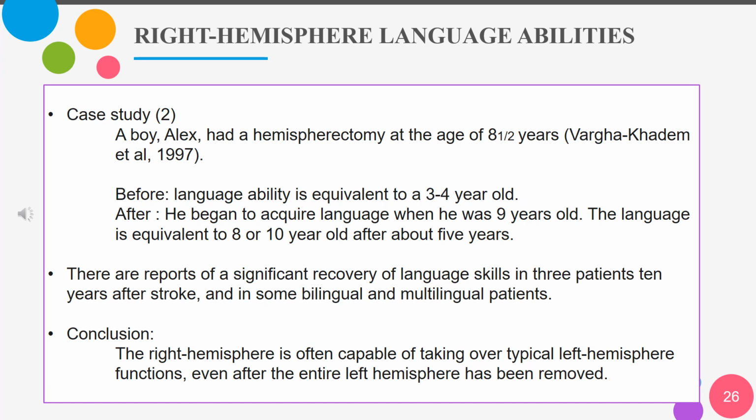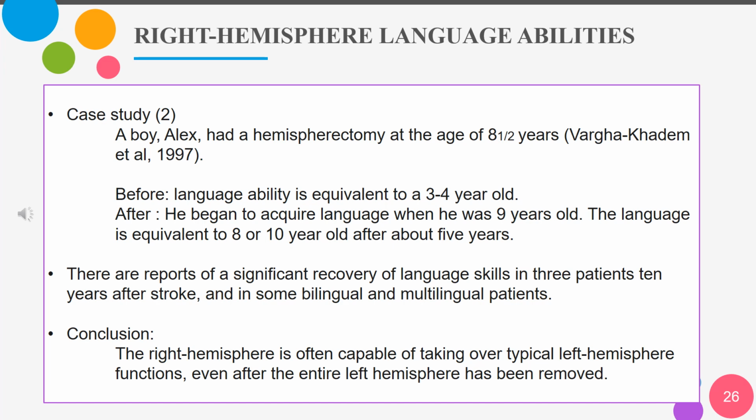Case study number 2 comes from a boy named Alex who had a hemispherectomy at the age of 8.5 years. It is reported that before the surgery, his language ability was equivalent to a 3 up to 4-year-old. He suddenly began to acquire language when he was 9 years old, attaining with the right hemisphere alone a level of language abilities equivalent to an 8 or 10-year-old after about 5 years.